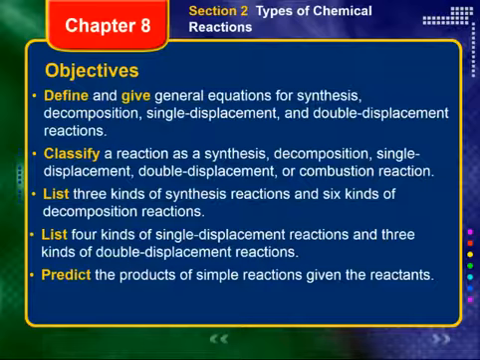Define and give general equations for synthesis, decomposition, single displacement, and double displacement reactions. Now there are 4 listed there, but we're also going to be adding the combustion reaction into that list right there. Second bullet: classify a reaction as synthesis, decomposition, single displacement, double displacement, or combustion. Okay, there's your combustion. So we have 5 different types of chemical reactions that we are going to be looking at in section 2. Then list 3 types of synthesis reactions and 6 kinds of decomposition reactions.